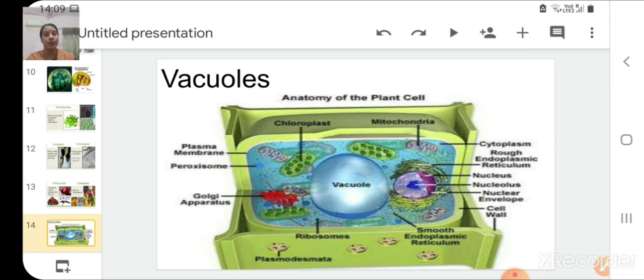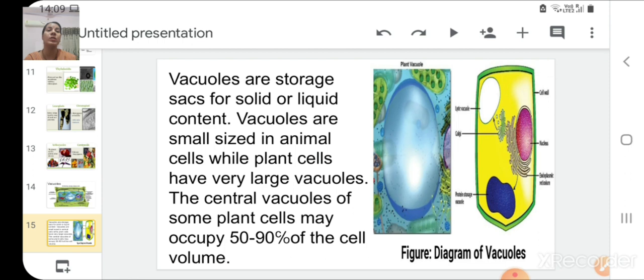So now let us go to another important cell organelle, that is vacuoles. In this slide you can see the anatomy of a plant cell, in which the major part of the cell is occupied by a vacuole, wherein few but big-sized vacuoles are present as compared to an animal cell. So let us begin with vacuoles.